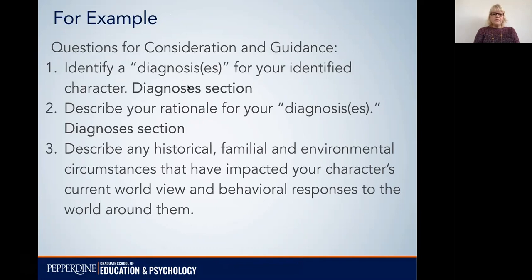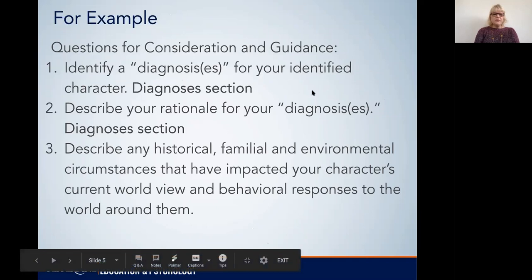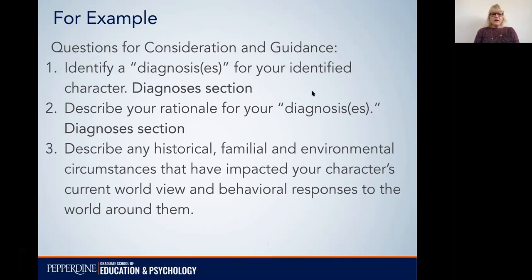What we see here is questions for consideration and guidance. Then we have number 1, identify a diagnosis for your identified character. Describe your rationale for your diagnosis. 3 is describe any historical, familial, and environmental circumstances that have impacted your character's current worldview. So as you may have guessed, this is an assignment where you watch a movie and then you analyze a character based on these different considerations.